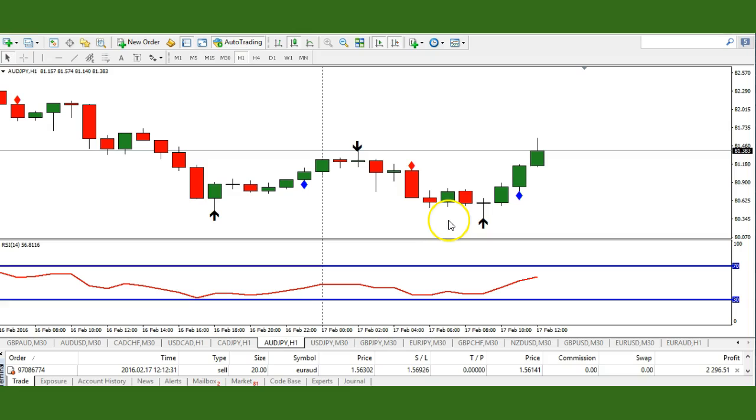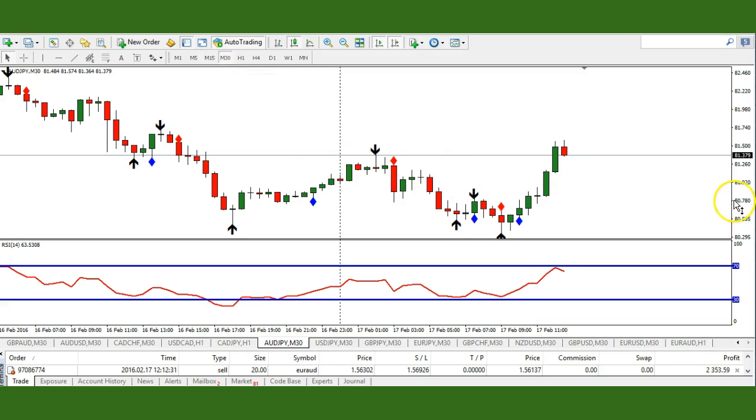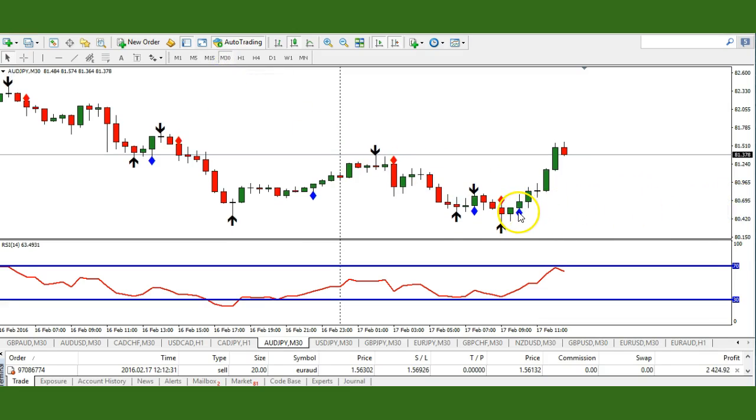Here again on the Aussie Japanese yen, we had a spinning top at a previous support level. See the support from yesterday? The market has memory. And this is an indecision candle. The next candle was a bullish candle, and it created this morning star on the 1-hour chart. Now I would have immediately switched over to a 30-minute chart to see if I could take a trade. And there was a signal on the FX1 indicator to buy.